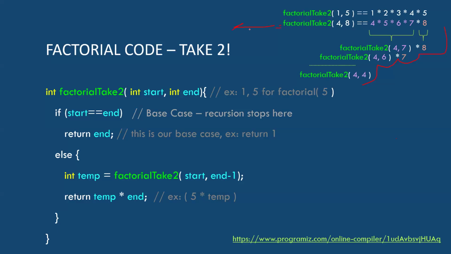Okay, so that's the first step. We're just calculating this and multiplying it times the n. So we have this long linear chain of calls to factorial. And we can envision that as an elevator going down, down, down, down, down, back up, up, up, up, up.